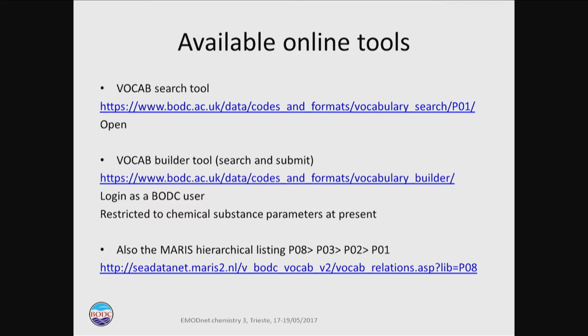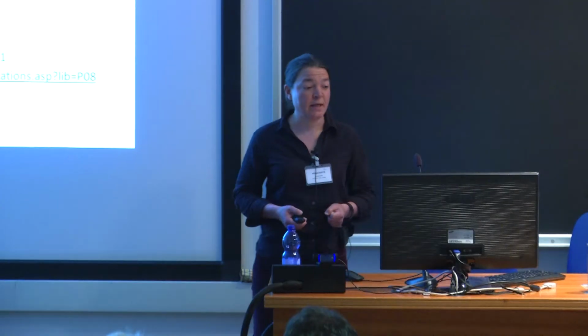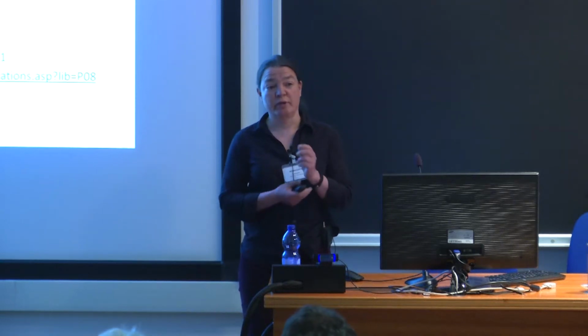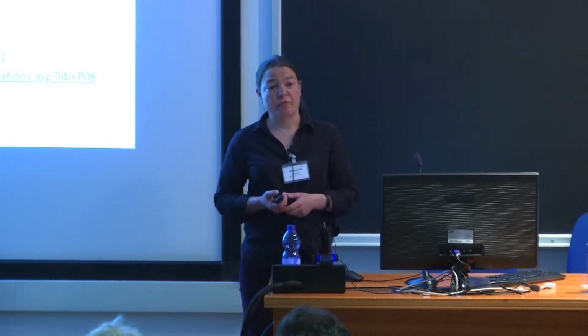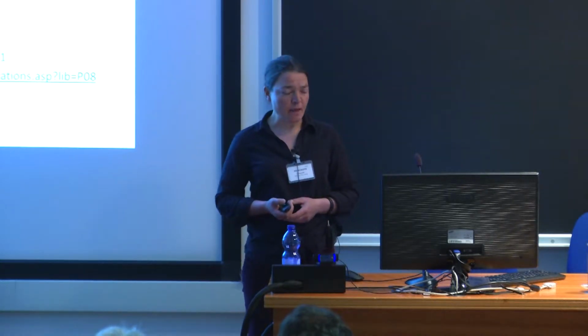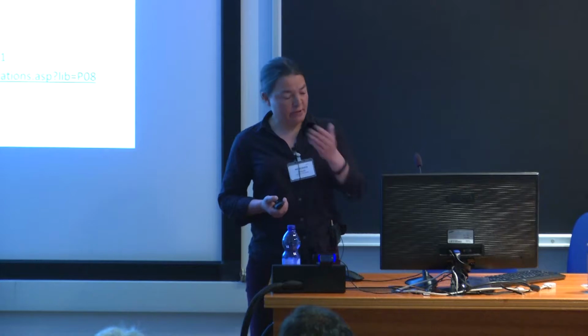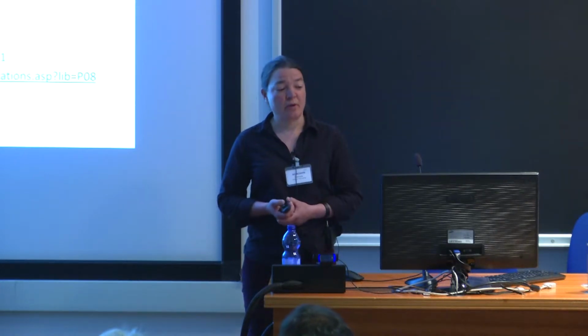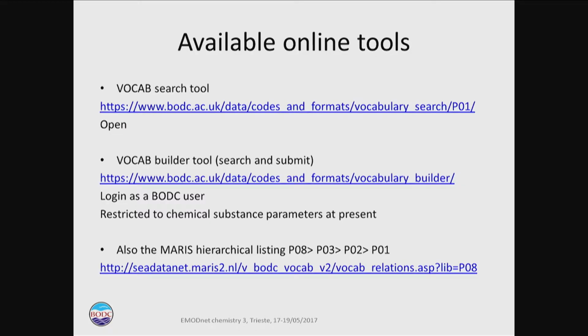At the moment, we've got two main tools available at BODC. One is a vocab search tool, which I'll give you the link to here. This is an open tool, everybody can use it. But for P01, it does require a little bit of understanding of the structure of the codes. The other one is a vocab builder tool, which enables you to drill down the semantic model that is behind the name of the parameter codes. And you've got the link there.